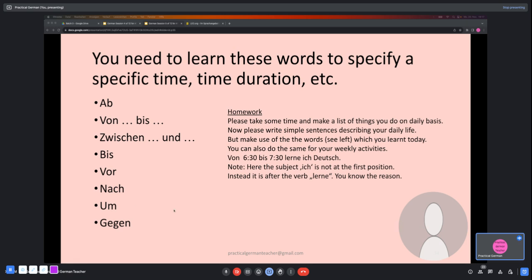Okay. So homework, guys, please take some time, make a list of things you do on a daily basis. Please write as simple sentences as possible, just subject and verb, nothing else. If you can add an object, add, but it's not needed, describing your daily life. And make use of the words, so just make your timetable, and this will also help you.